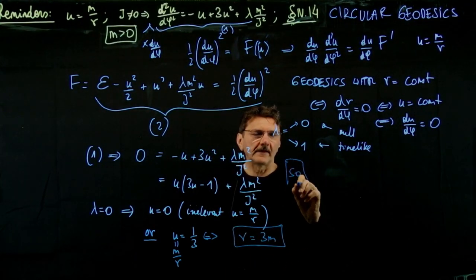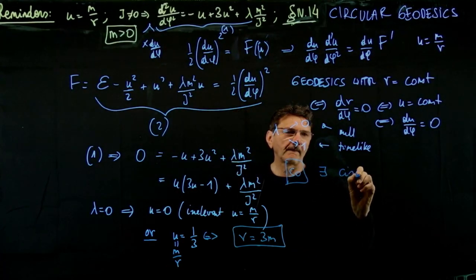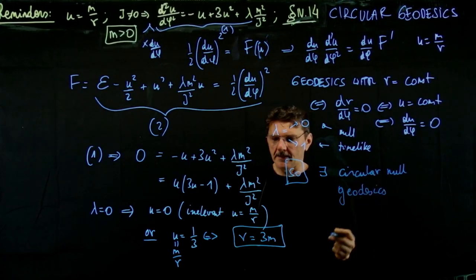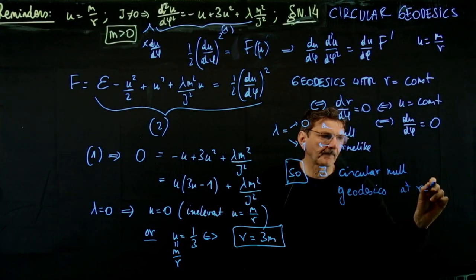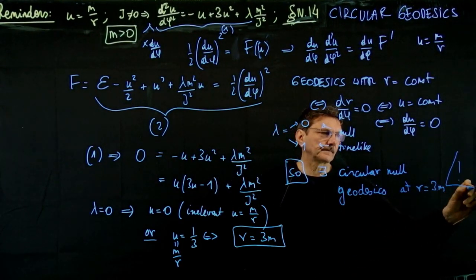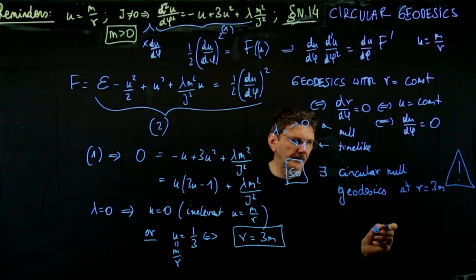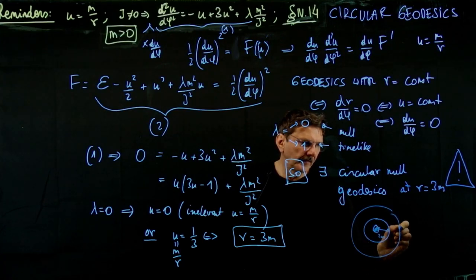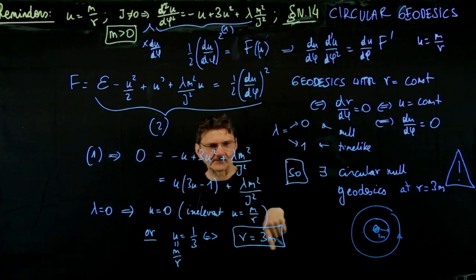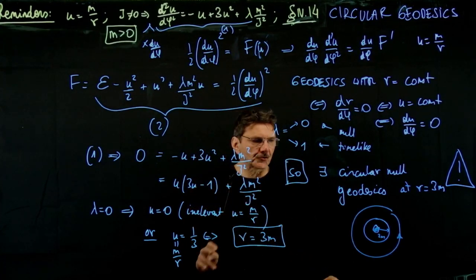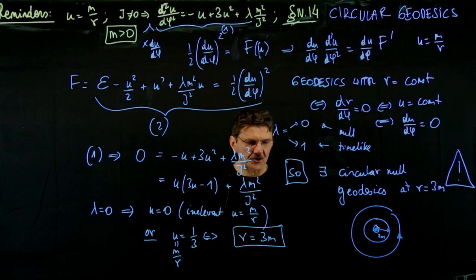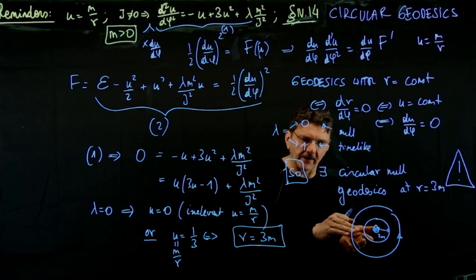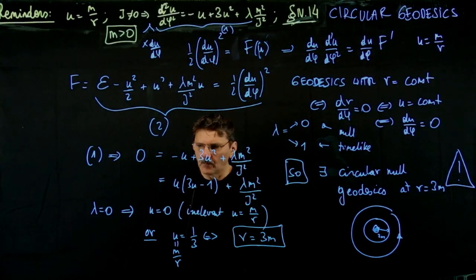So as I said, there exists circular null geodesics sitting at r equal 3m. So you have your black hole here. So r equal 2m would be the event horizon. And at 3m, there's light which goes in circles. And I'm going to show you shortly that this corresponds to the shadow region. So in other words, if you're shining light on a black hole, once it crosses this region 3m, it cannot escape. That's the shadow picture.